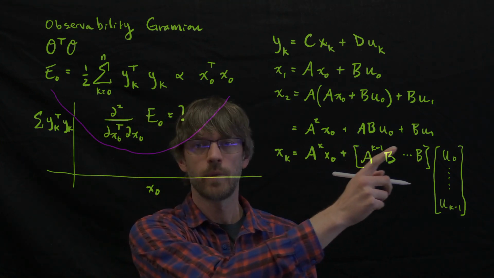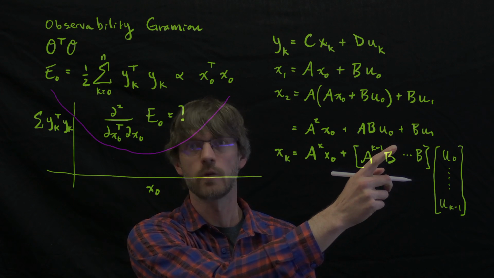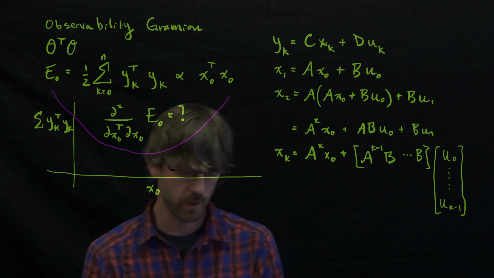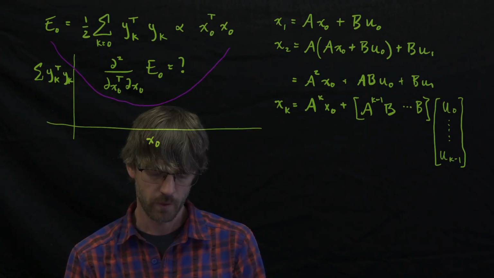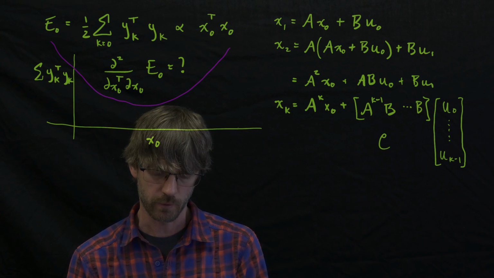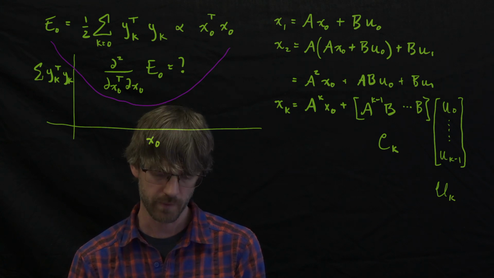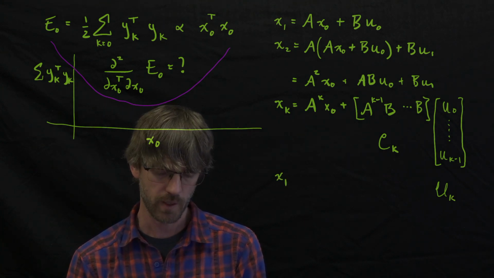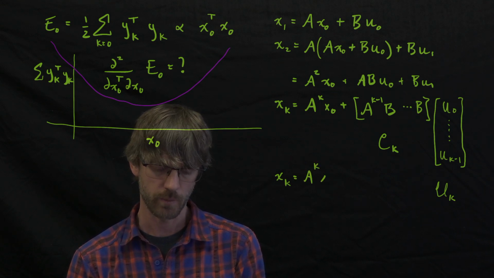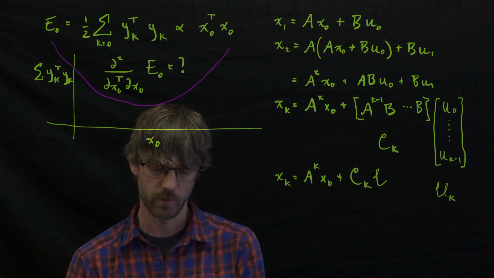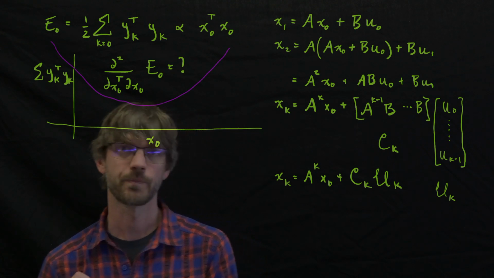Now, this term here might be kind of familiar. This is, in fact, the controllability matrix. And then we can call this here the control matrix. So we can simplify this a little bit further. Let's call this thing here the controllability matrix for time step k, and we'll call this thing here the control matrix at time step k. So we can write things out a little more compactly. Our state at time step k can be written as A to the k times the initial condition plus our controllability matrix times our control matrix.